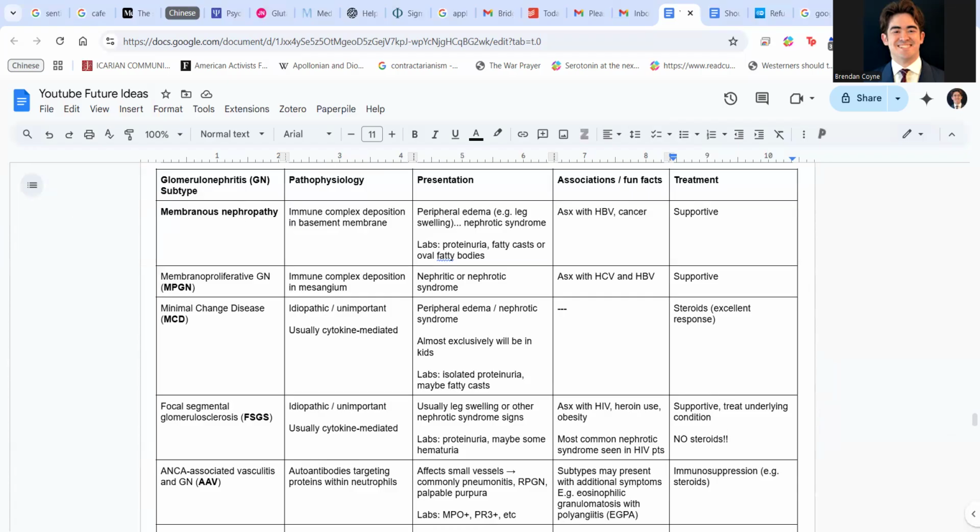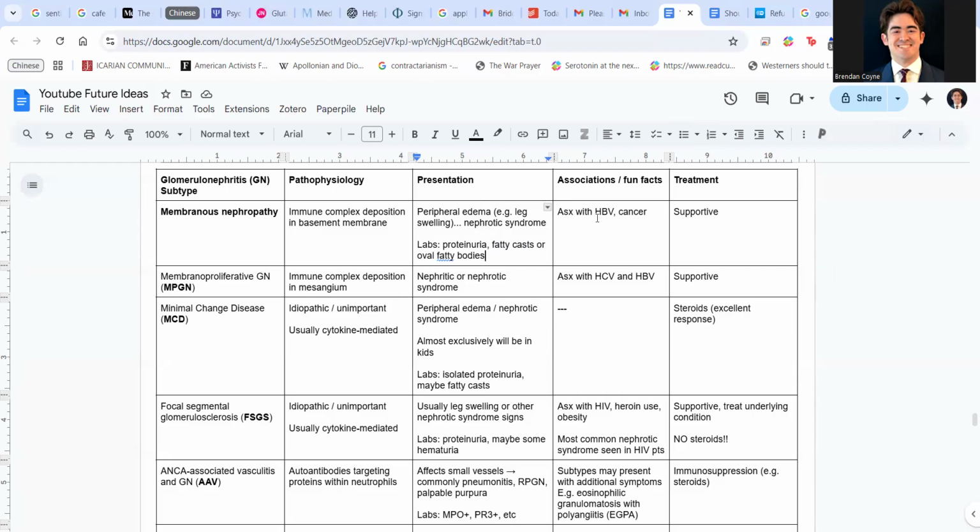Next one is membranous nephropathy. So the pathophysiology behind this is immune complex deposition in the basement membrane. It's going to present with your classic nephrotic syndrome, so peripheral edema, leg swelling usually. And in labs, you're going to see almost exclusively proteinuria. You're probably not going to see hematuria. And if they do perform a urine microscopy, you will see a fatty cast or oval fatty bodies. So this is classically what we think of as classic nephrotic syndrome.